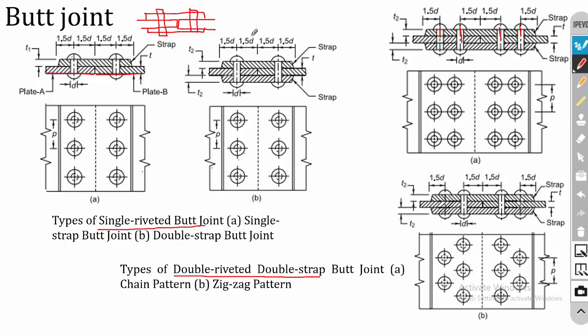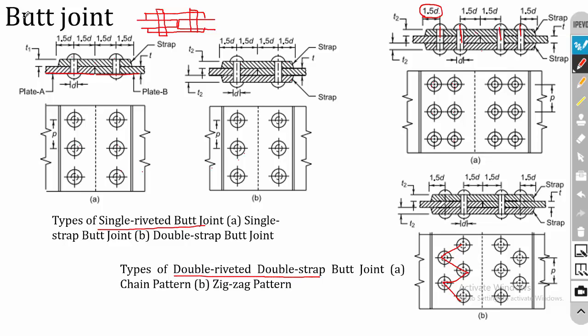In all the butt joints, the pitch is 1.5 times the diameter of the rivet, and the margin is 1.5 times the diameter of the rivet. In the case of double riveted and double strap, we have two rows and two cover plates. Also we have a chain structure, and here it is a zigzag structure. In the chain pattern, the rivets are formed like a chain, and in zigzag they will be in the Z direction.